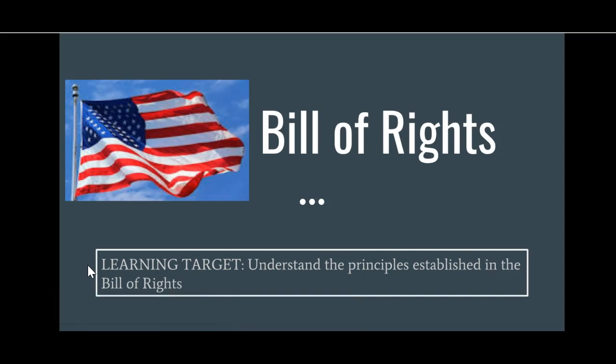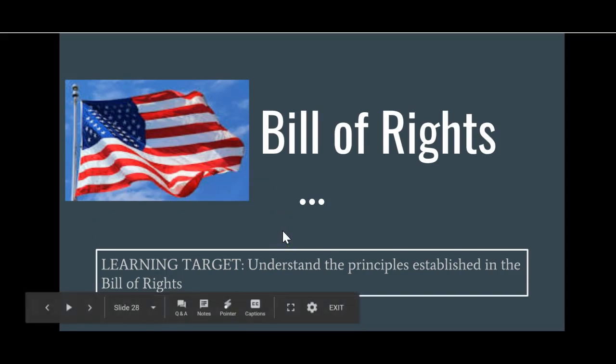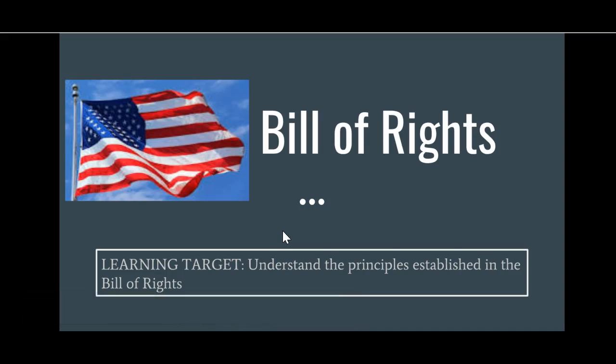We are continuing our lessons on the Bill of Rights, and we always begin with the learning target, which reads that you will be able to understand the principles established in the Bill of Rights. So we are continuing our lessons. Make sure that you have a piece of paper and a writing utensil handy, or another window open with a word processing program on it so that you can be recording notes. Today we are specifically talking about the Fourth, Fifth, and Sixth Amendments.